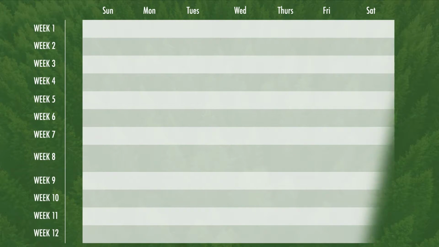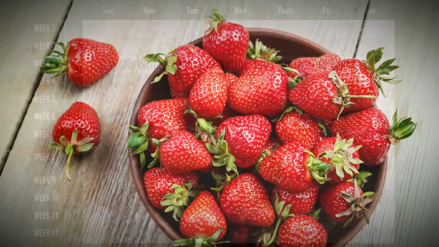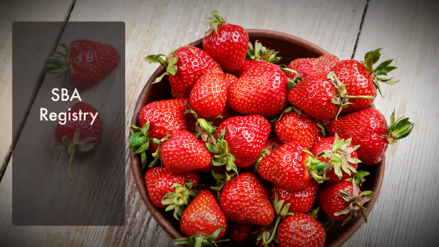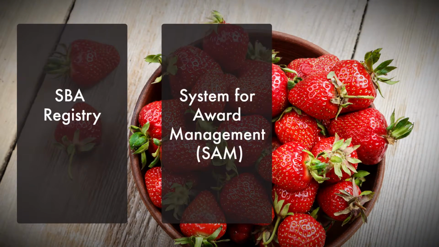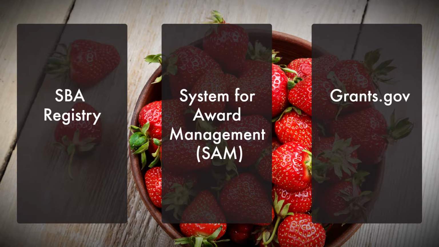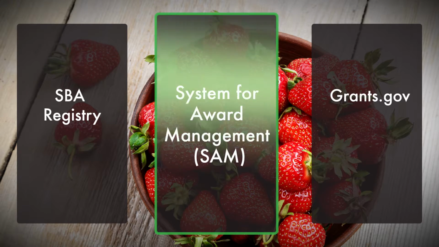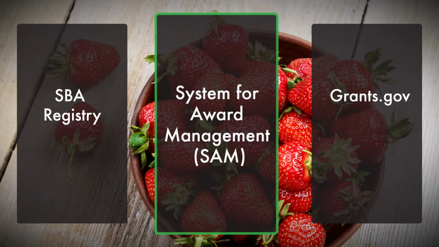During week 3, we recommend that you offset this creative activity by completing a number of required registrations. USDA requires that you are registered with the SBA Registry, the System for Award Management, and grants.gov in order to submit an application. The most important registration is the System for Award Management, also known as SAM. This is required so that you can get paid by the federal government should you win an award.